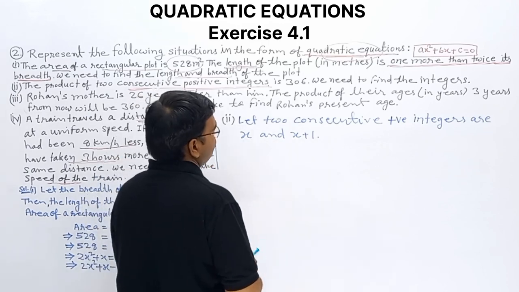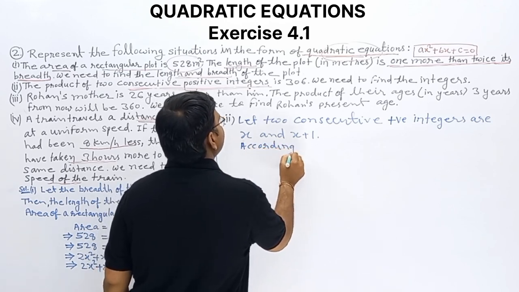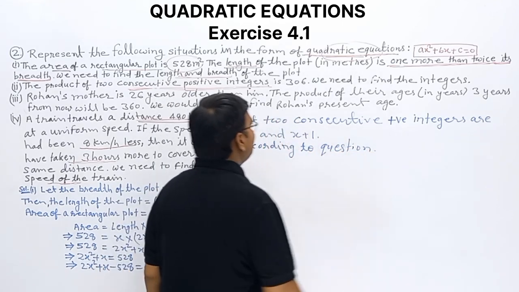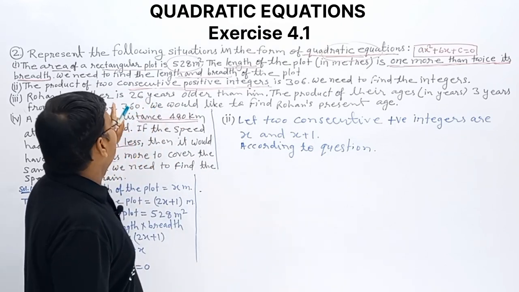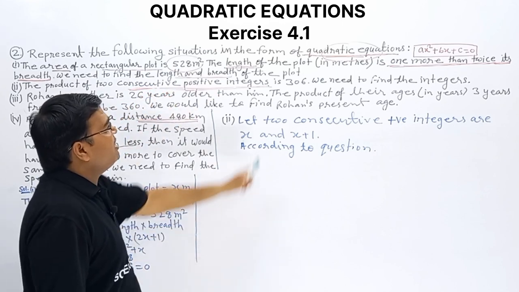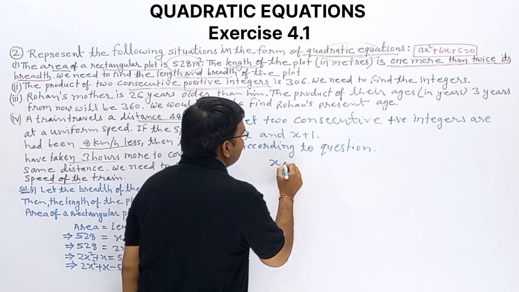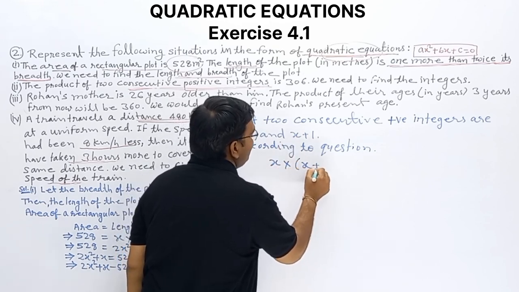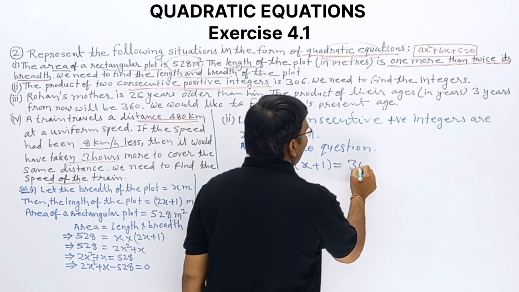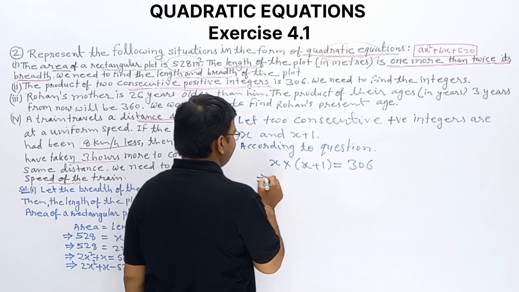According to the question, what is given in the question? The product of two consecutive numbers is 306. We have two consecutive numbers x and x plus 1, x into x plus 1. The product of both consecutive numbers will be 306, which means equal to this one. Solve this one, easy question.